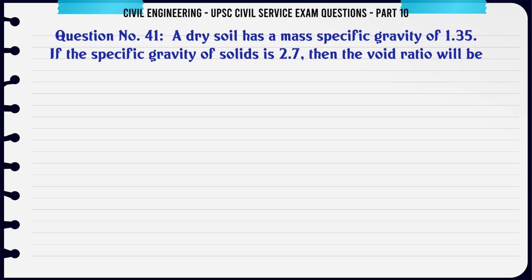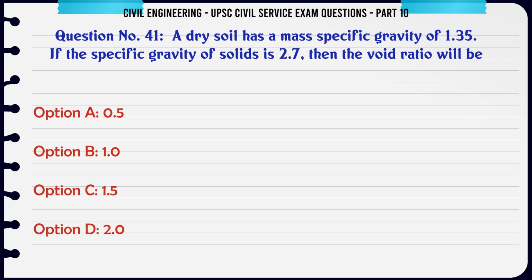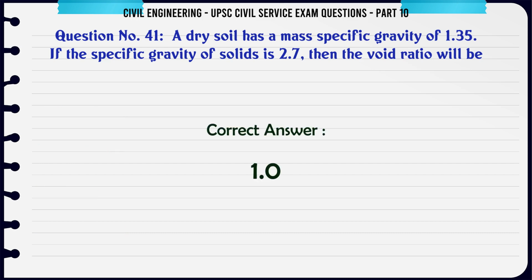A dry soil has a mass specific gravity of 1.35. If the specific gravity of solids is 2.7, then the void ratio will be A. 0.5. B. 1.0. C. 1.5. D. 2.0. The correct answer is 1.0.